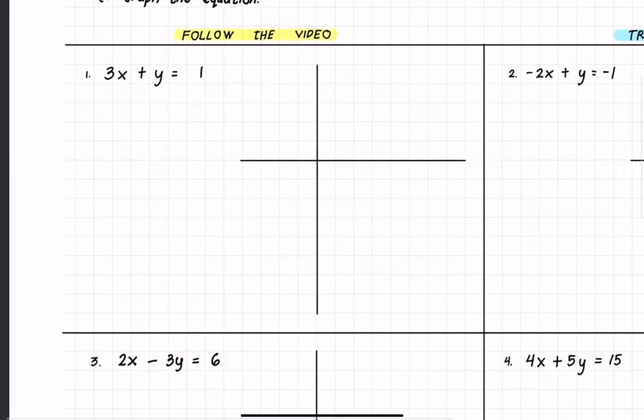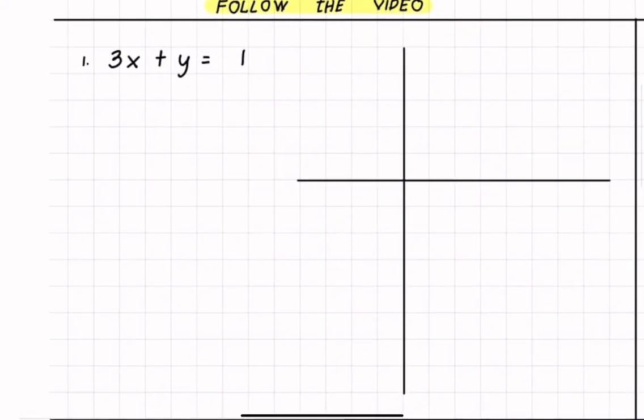Okay, let's start. For number 1, the given is 3x plus y is equal to 1. Again, class, we have to make this equation in the form y is equal to mx plus b. Since 3x is on the left, we have to move it to the right side of the equation. So how are we going to eliminate 3x? Since this is positive 3x, the opposite is negative 3x. So we're going to subtract 3x from both sides of the equation.